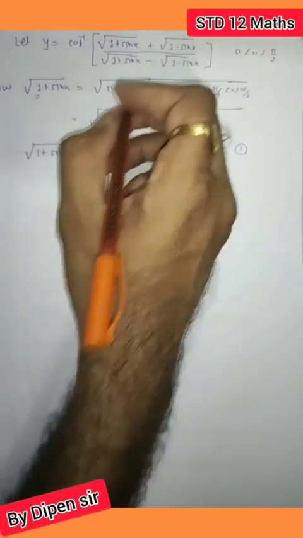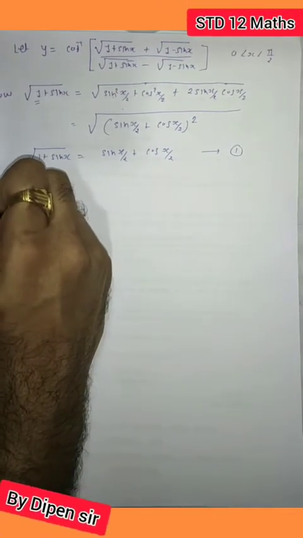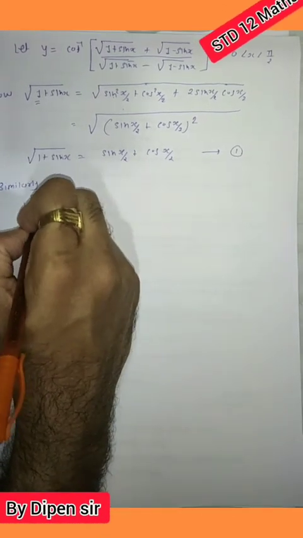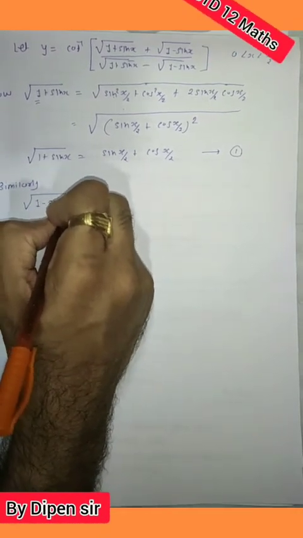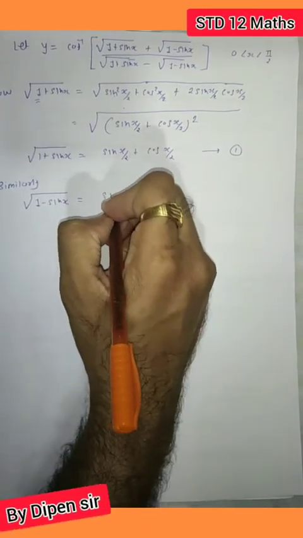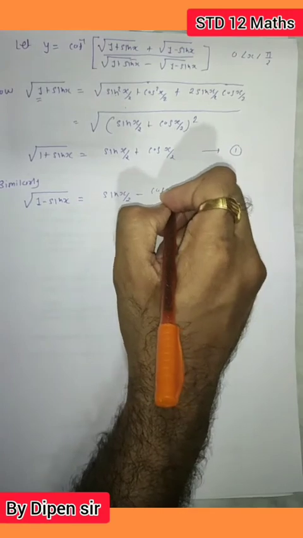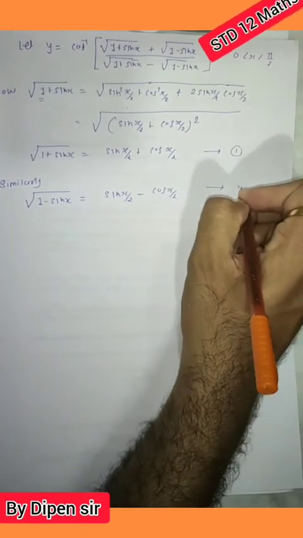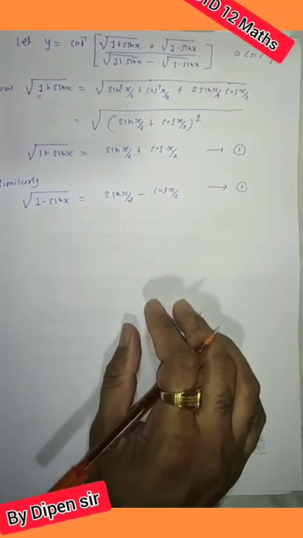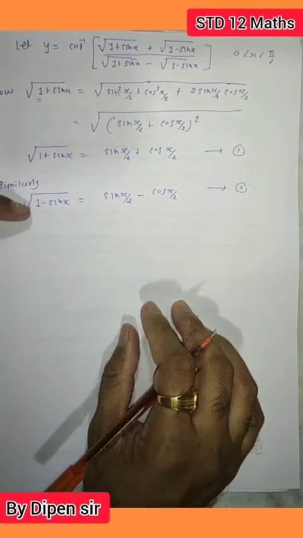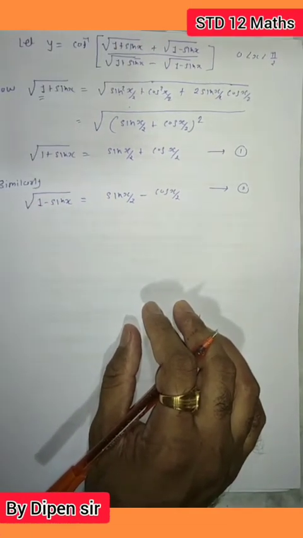Similarly, this other bracket, the square root of 1 minus sin x, can be written as sin x by 2 minus cos x by 2. This is result 2. Now we are replacing the values of the square root of 1 plus sin x and the square root of 1 minus sin x in our cot inverse.